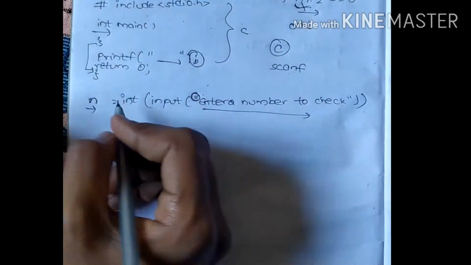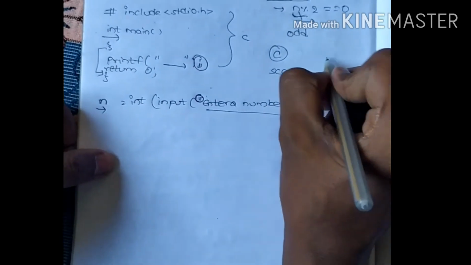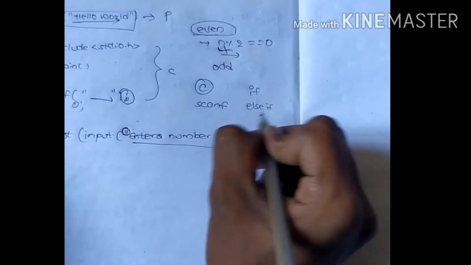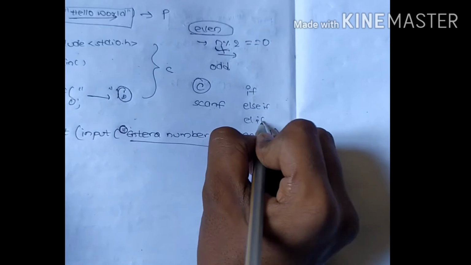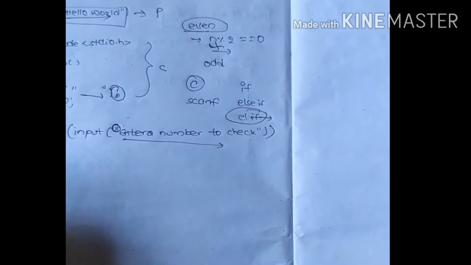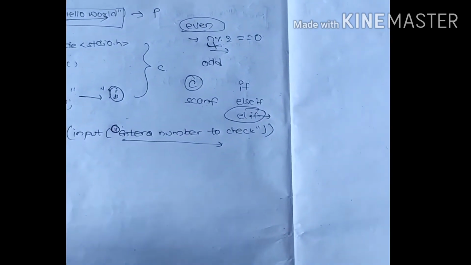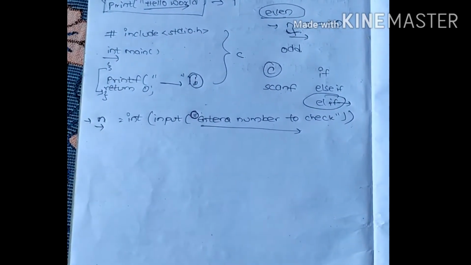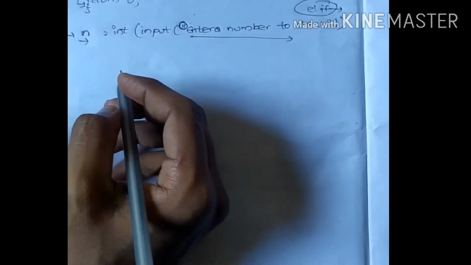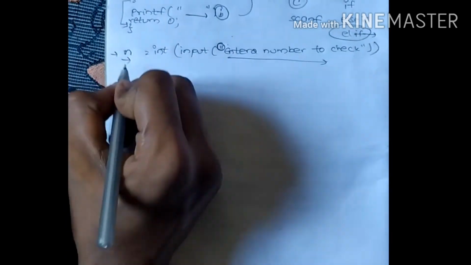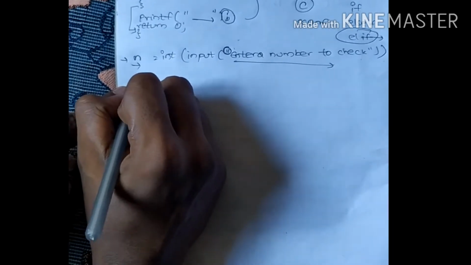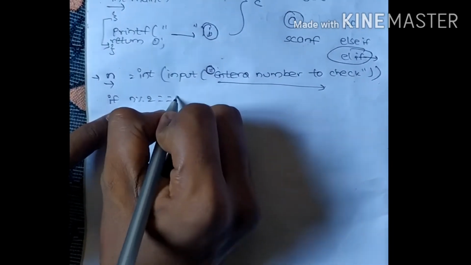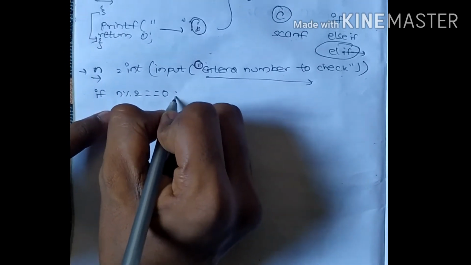Then we have to write some conditions. In Python, we use if condition, else if, or elif. Elif is treated as nested if, an if inside an if. And for this, now we have to write the if condition. We write the if condition like this: if n modulo 2 is equal to 0, and we have to mention a colon.